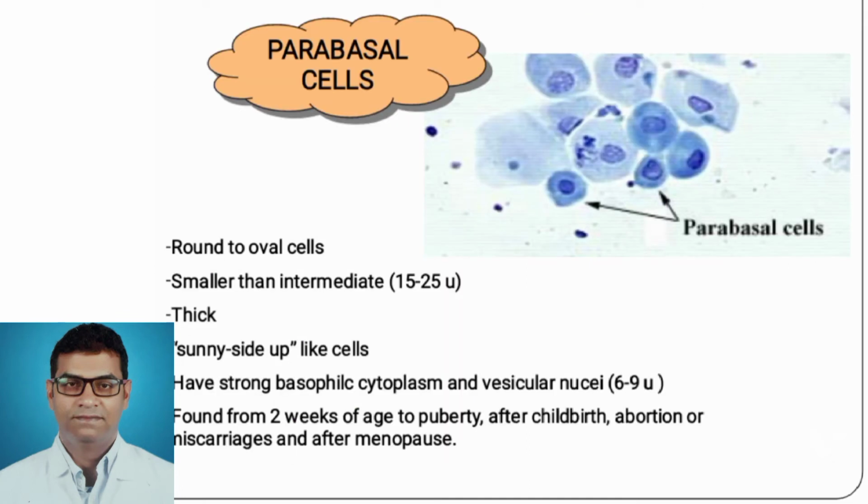Parabasal cells are round to oval cells smaller than intermediate cells, 15 to 20 microns in size, thick sunny side up like cells, and they have strong basophilic cytoplasm with a vesicular nucleus, 6 to 9 microns in size. They are found from 2 weeks of age to puberty, after childbirth, abortion or miscarriages, and even after menopause.